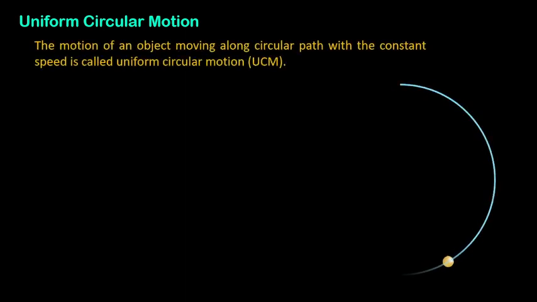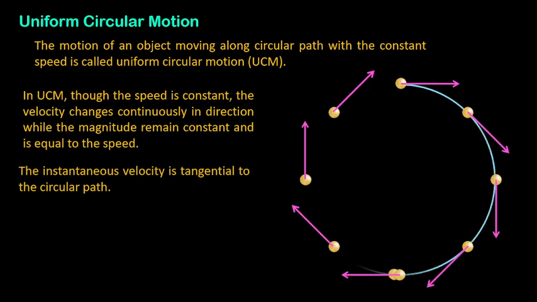Uniform circular motion. The motion of an object moving along a circular path with constant speed is called uniform circular motion. In uniform circular motion, though the speed is constant, the velocity changes continuously in direction while the magnitude remains constant and is equal to the speed. Instantaneous values of velocity and speed are the same, whatever the path or whichever way the body moves.